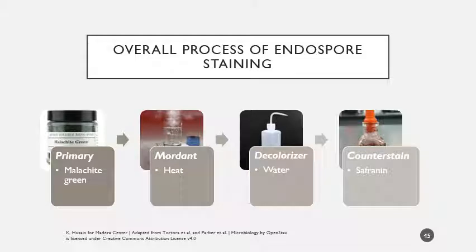So every part of the cell that does not have an endospore is going to be vegetative. It's going to turn pink, and any part of the cell that does have an endospore that's stained correctly is going to look green.